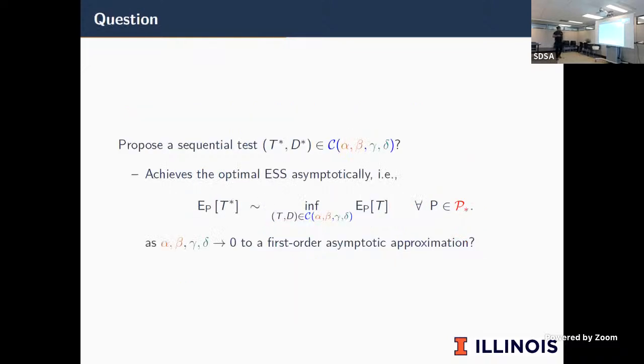Okay. Next question. Now that we have our error metric, propose a sequential test that belongs to this class, that controls this error metric, and also achieves the optimal expected sample size asymptotically. That means it achieves the minimum expected sample size over all possible tests belonging to this class that satisfy the same error metric. And we are saying asymptotically because we want this to hold when alpha, beta, gamma, delta go to 0, when our errors go to 0.